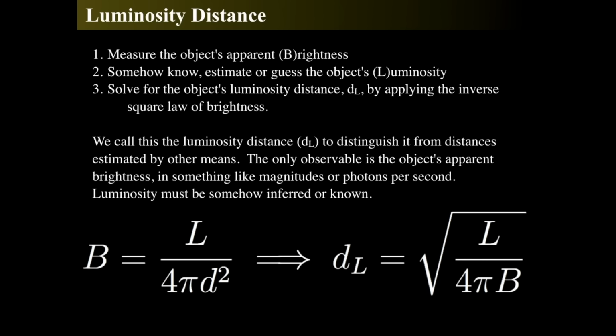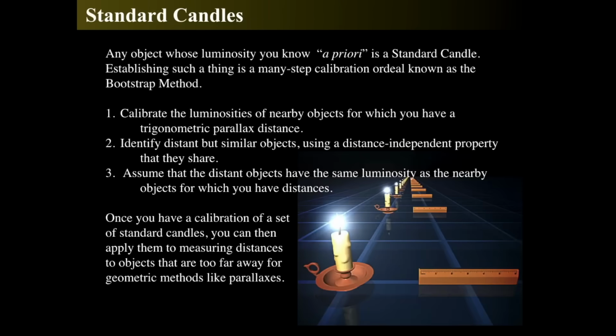So it helps to actually get the luminosity from, say, a parallax of an object, but that tells you something you need to know, which is the nature of a standard candle. A standard candle is something where you already know the luminosity a priori. And if you do know the luminosity before you take its distance measurement or its brightness measurement, then you have what's called a standard candle.